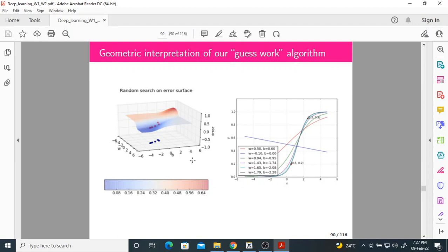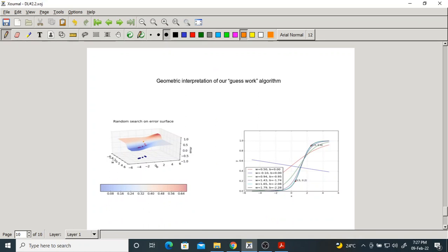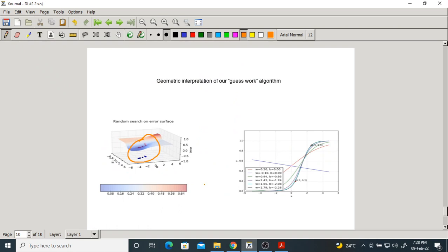So this is the geometrical interpretation of the guesswork. Till now we have done guesswork. These are all the points that we have chosen in the guesswork. I have indicated all the points in the error surface. You can see these are points and these are outputs. Sometimes you're getting 0 error, sometimes more error. And these are the sigmoid functions for those guess points, the points that we have used to guess the parameters.